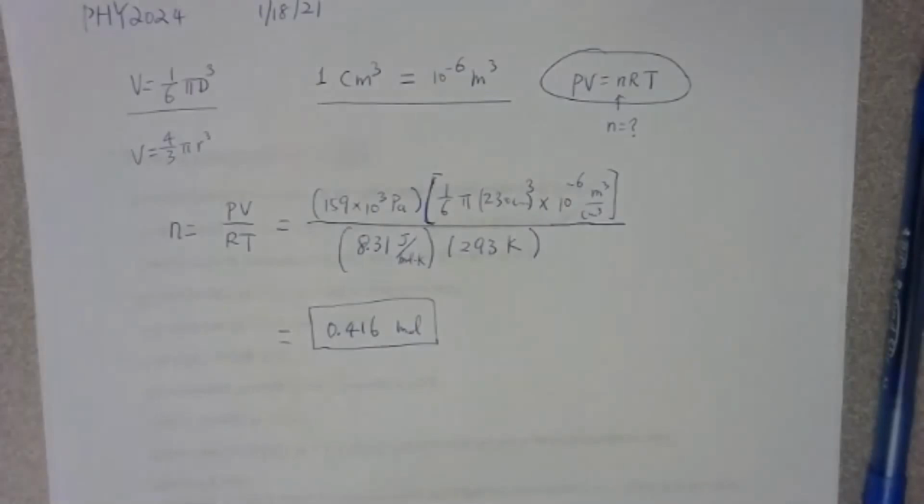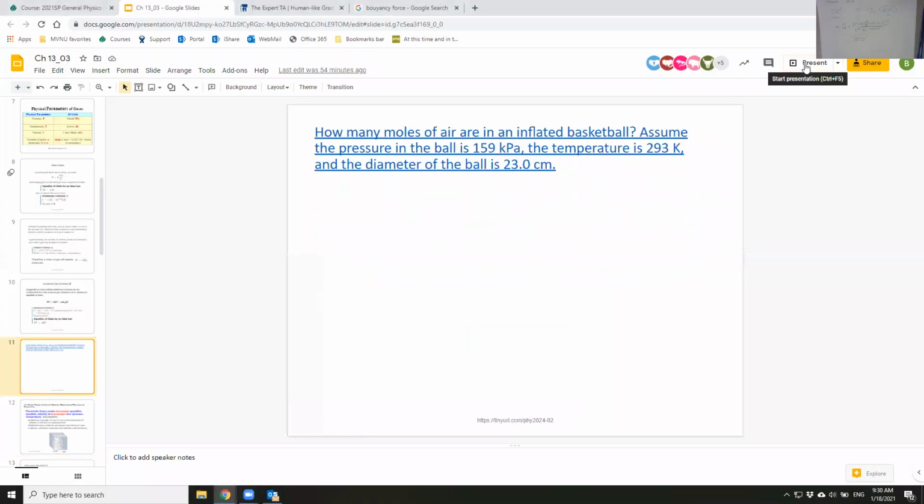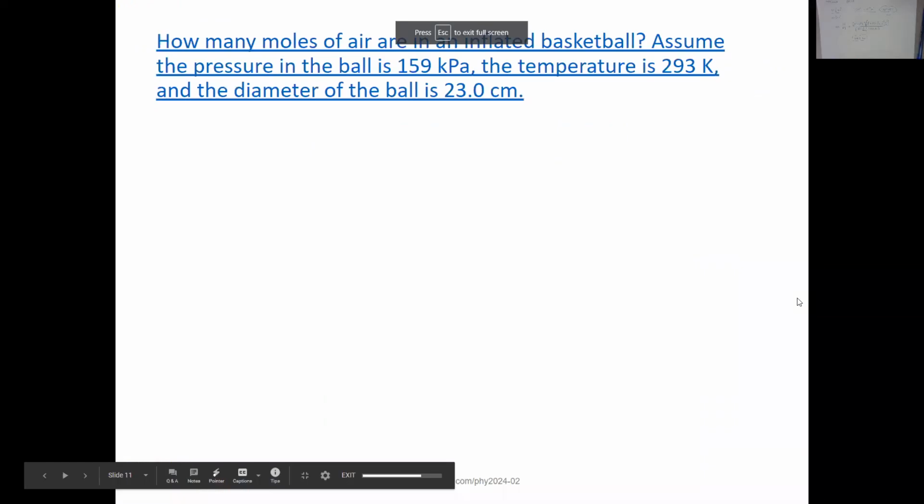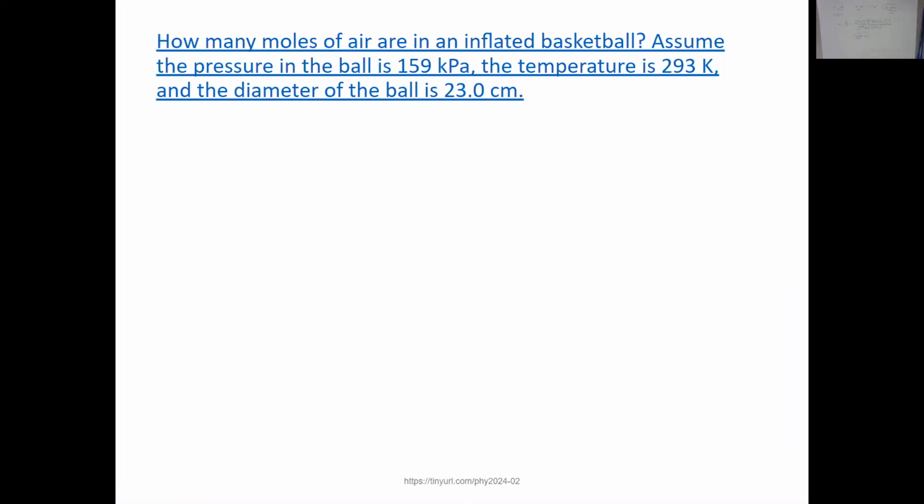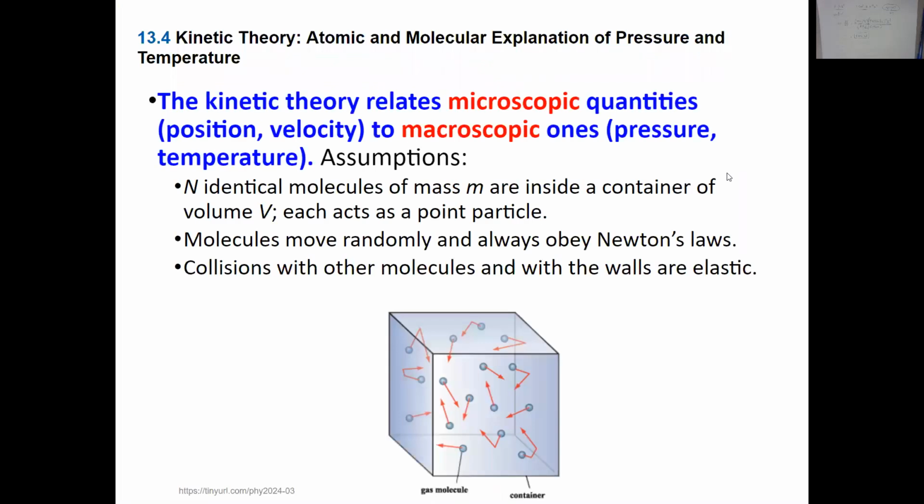Any questions you might have? Remember, by default you are muted, but if you want to speak up, you can unmute yourself. If you are clear, then let's move on. The next section in the textbook talks about kinetic theory. This is to make a connection between some microscopic quantities and some macroscopic quantities.